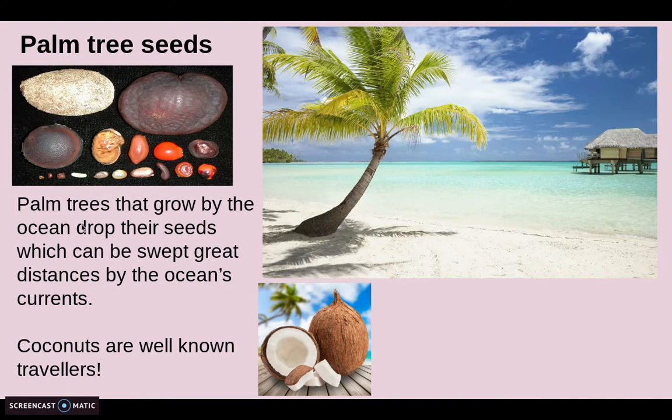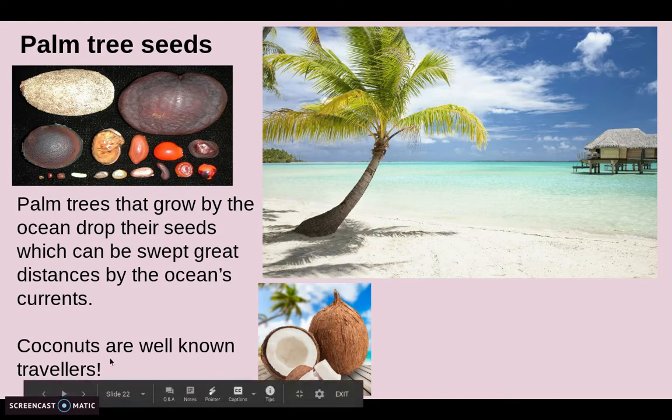Palm trees as well. Palm trees that grow by the ocean drop their seeds, which can be swept to great distances by the ocean's currents. Coconuts are well-known travellers. Here's a coconut. Its seed has come out, it's left its fruit, and a coconut had planted itself and grown a palm tree.